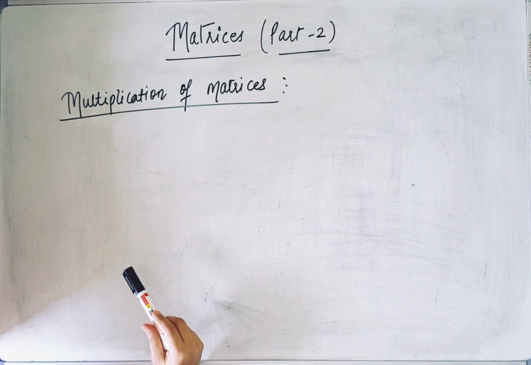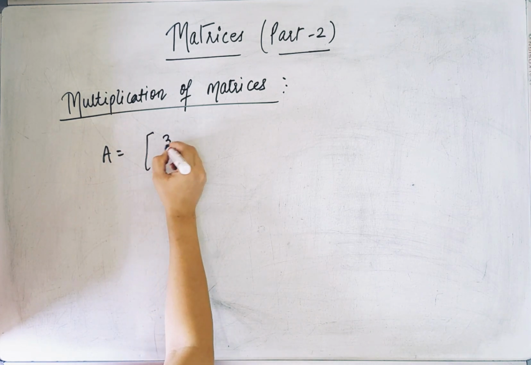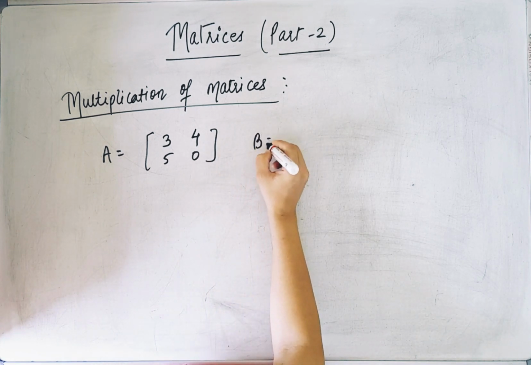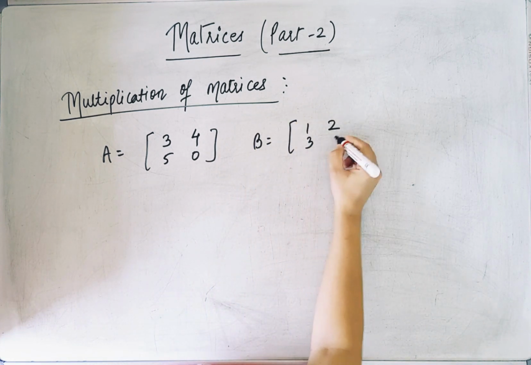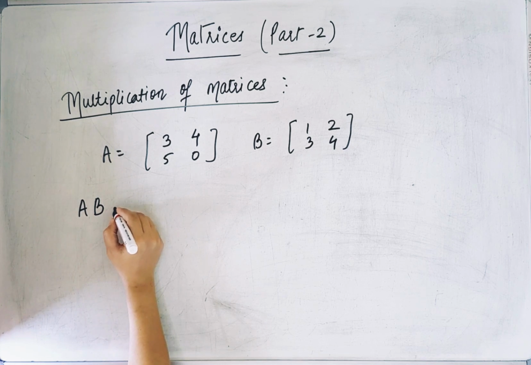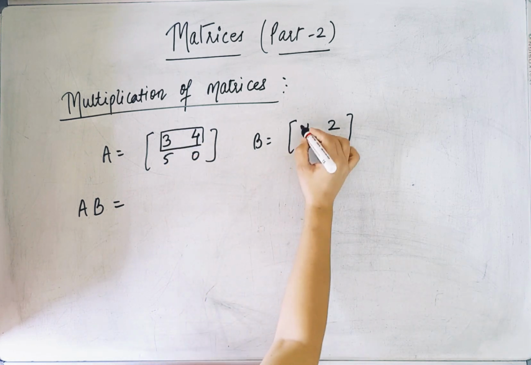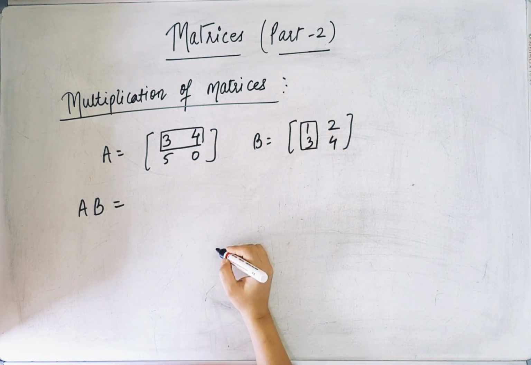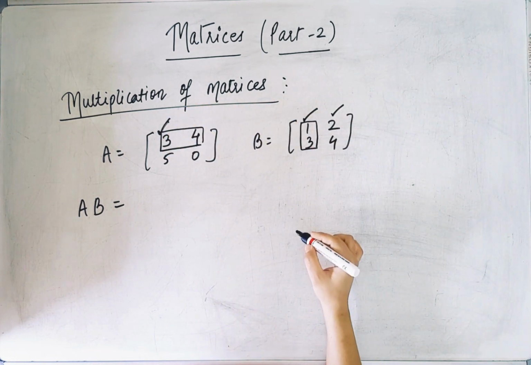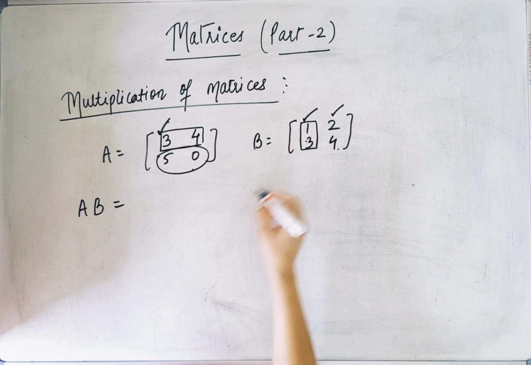this chapter. Multiplication of matrices, like see, if I am provided with two matrices, A is 3 4 5 0 and B matrix is 1 2 3 4. Now we have to multiply it, that means A into B. So multiplication में क्या किया जाता है? Row is multiplied by column. First row, first column. Then first row, second column. Then second row, first column. Then second row, second column.